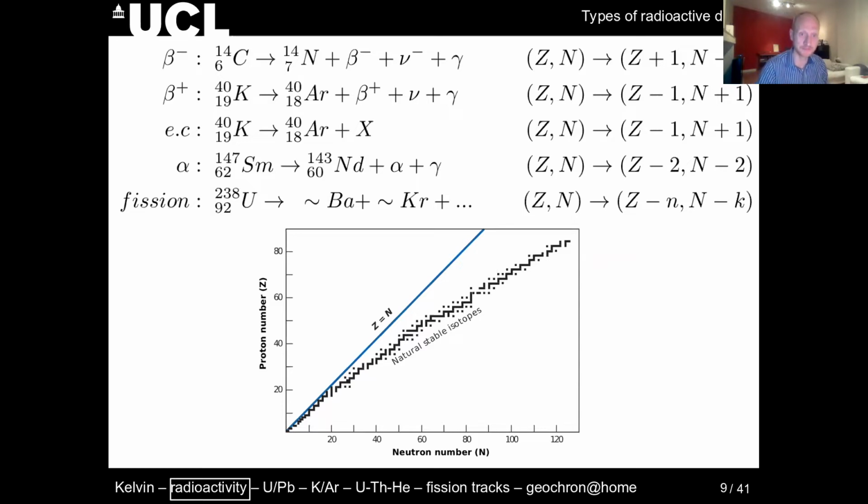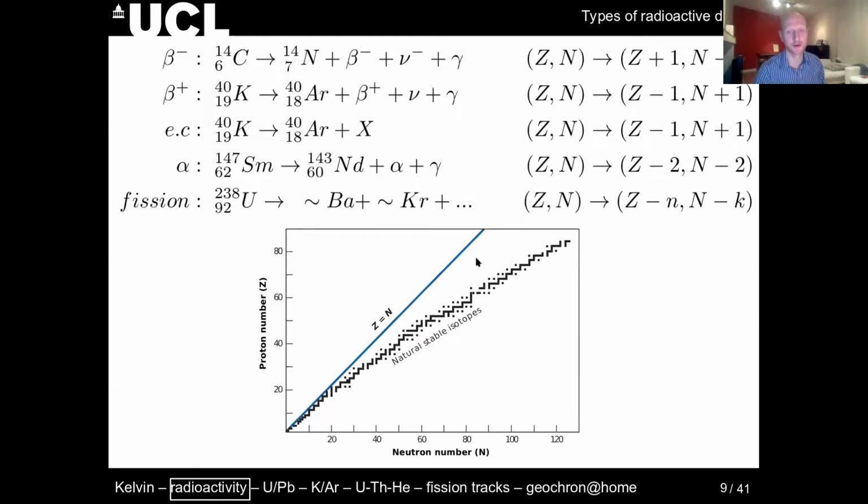So all these mechanisms and all these radioactive isotopes, the parents and daughters, can all be visualized and tabulated, not on the periodic table of elements, but on a chart of nuclides, which is shown at the bottom of the slide, which sets out the number of protons in each isotope against the number of neutrons. So all possible isotopes in the universe can be plotted on this diagram. The stable ones are represented by these black squares.